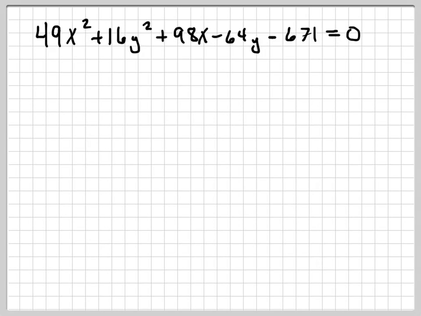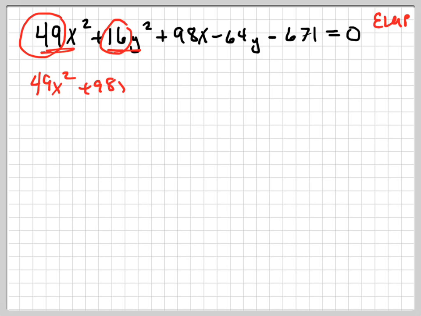Alright, let's find the standard form equation and all the good stuff for this particular conic section. Notice that because there's two squares and the signs are the same but the coefficients are different, that tells me it's an ellipse. So let's move the x's together, and the y's together, leaving a little space because I'm going to have to complete the square. And let's move this to the other side, so 671 is added to the other side.